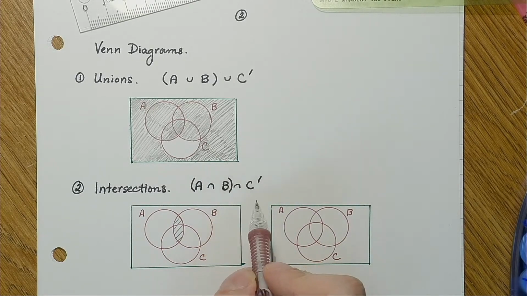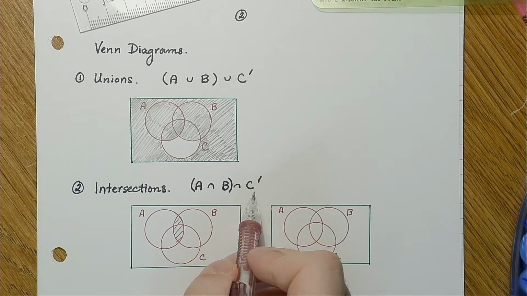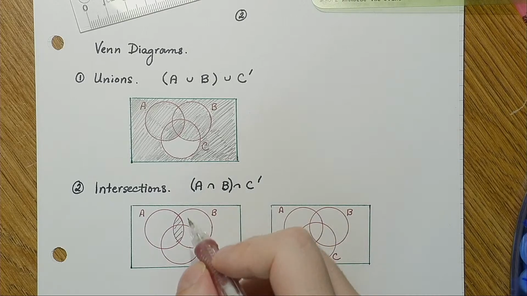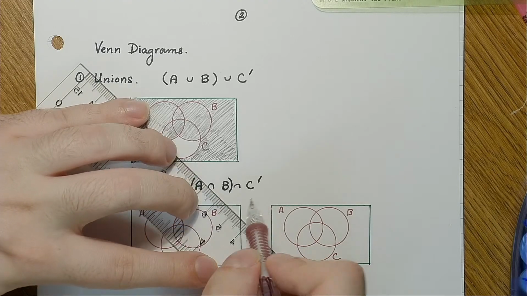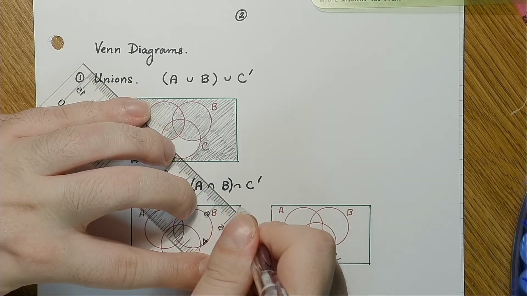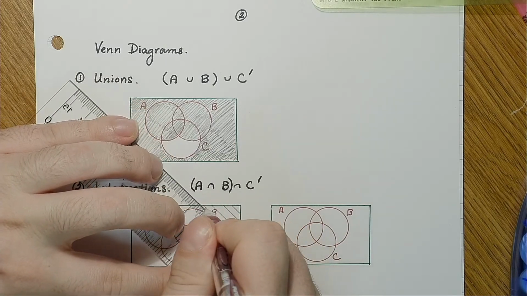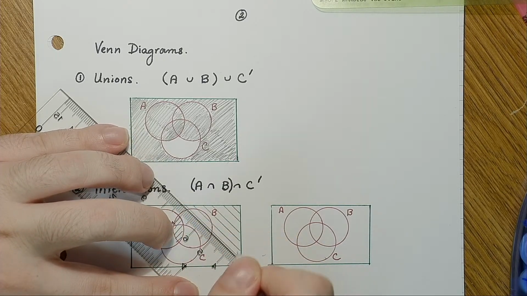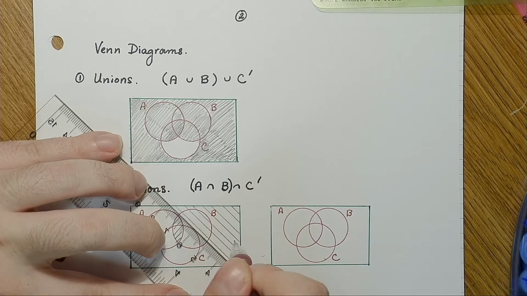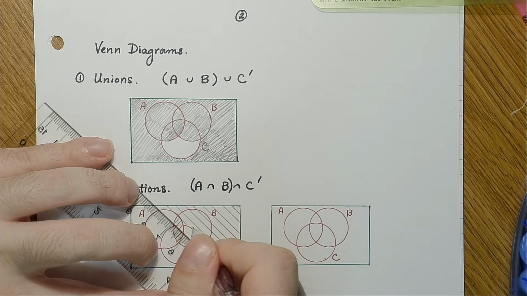And then what I want is, I have to intersect everything outside of C. So everything outside of C, I'm going to use a different direction, making sure that I'm not going through C.